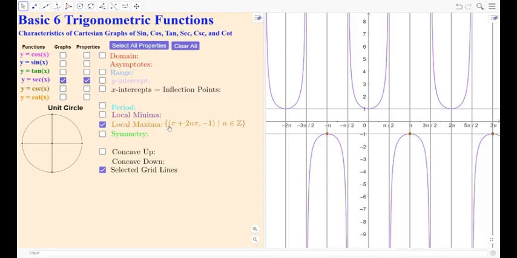How about the maximum values? The local maxima occur at the odd multiples of pi, or just pi plus 2n pi, or if you'd rather write that as (2n plus 1) times pi. And so those are shifts of pi by 2 pi, or odd multiples of pi: 1 pi, 3 pi, 5 pi, -3 pi. And then, of course, the y values that go with this are -1. So the set of ordered pairs there is the ordered pairs (pi plus 2n pi, -1) such that n is an integer, and that is the set of maxima.